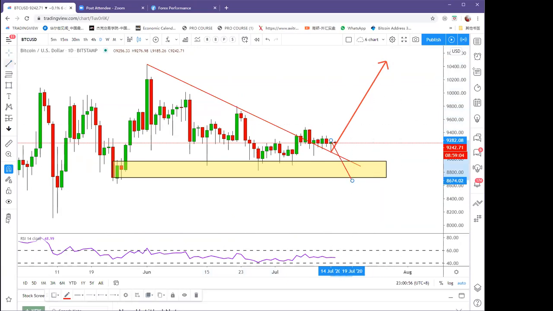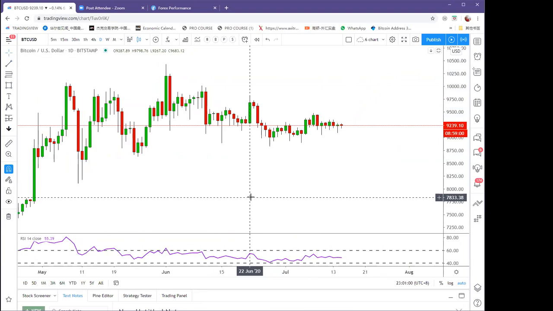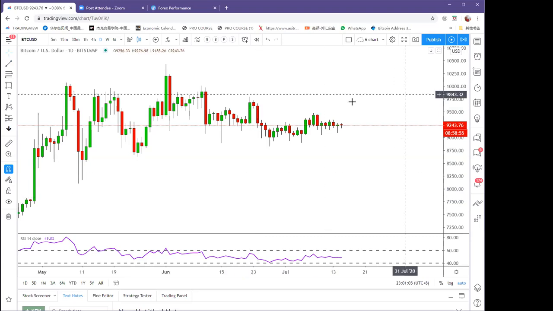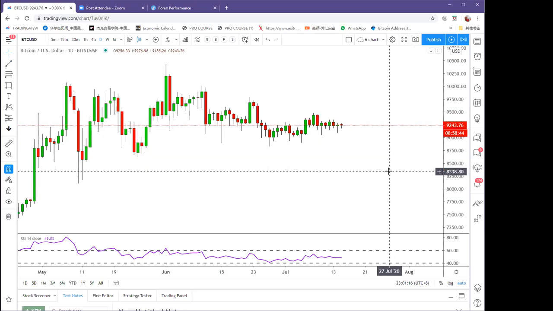So what I will suggest is do not use leverage. Just invest in real Bitcoin. That means you can invest like $924. You can just buy 0.1 Bitcoin. Okay, do not use leverage.